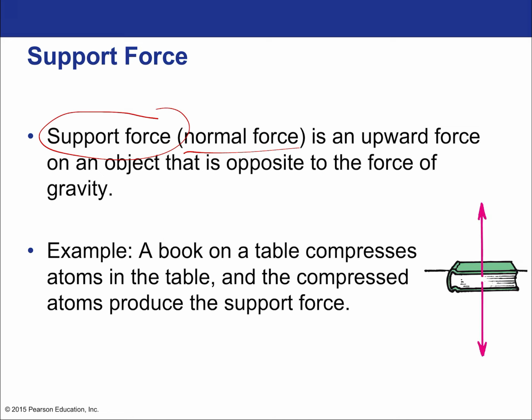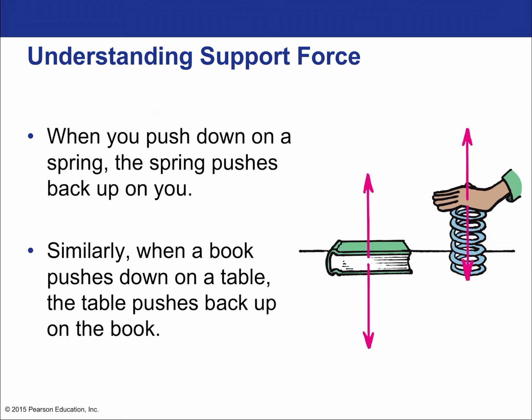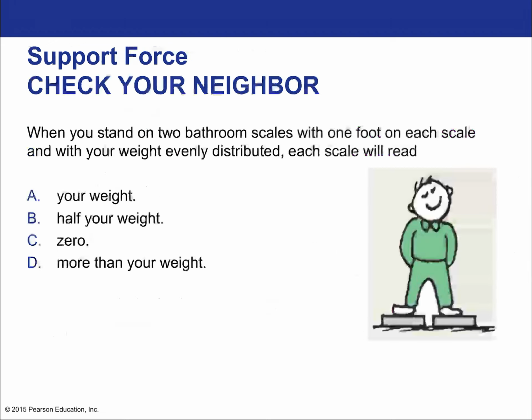Example: a book on a table compresses atoms in the table, and the compressed atoms produce the support force, because it comes from somewhere. All forces come from somewhere. That's a big picture idea that we won't get to until much later. When you push down on a spring, the spring pushes back up. That would be another example of a support force. Similarly, when a book pushes down on the table, the table pushes back up on the book. Every force has an equal and opposite force. That's Newton's third law. That's chapter 4, so again, not right now, but something to look forward to.